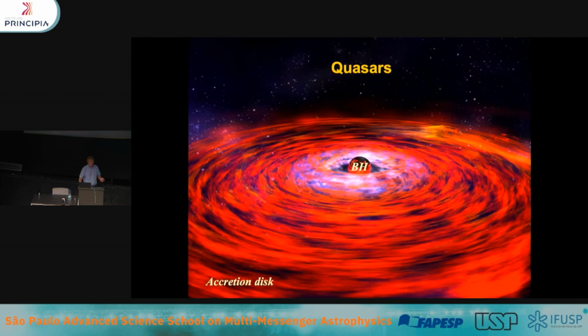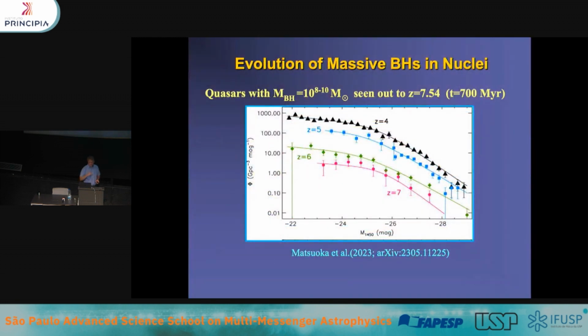Now, everybody knows quasars, they're fueled by an accretion disk, but there are a couple of interesting points in terms of understanding where the black holes come from. The first one is that, as I already showed, there's the evolving luminosity function of quasars. And this goes now out to redshift 7 from the Subaru telescope, which surveyed something like 150 square degrees to quite deep depths. So these black holes, even the faintest ones, have masses of about 10^8 solar masses.